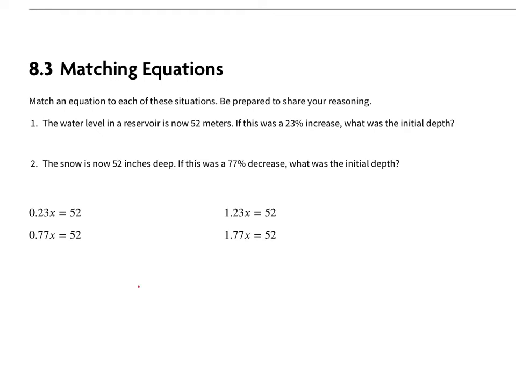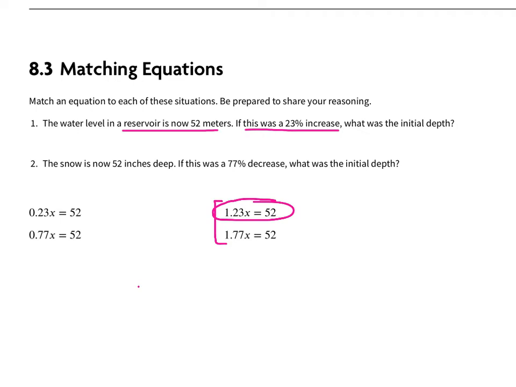The water level in a reservoir is now 52 meters. This was a 23% increase over the original. What was the original depth? Well, because it's an increase, it's one of these 2 things. It's a 23% increase. That means it's this one.